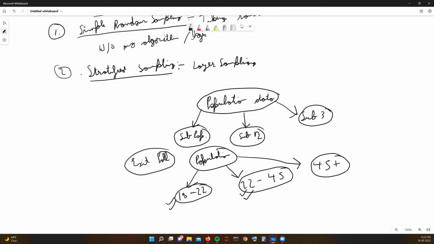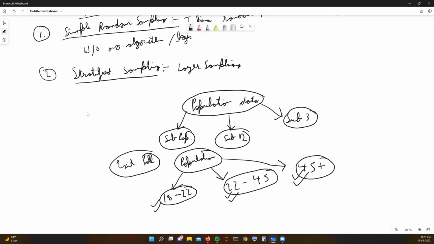And taking these samples from all these subgroups, and making a complete sample data, is known as stratified sampling. So basically, we have taken into account all the subgroups that are present inside our complete population data, right? So this is stratified sampling.